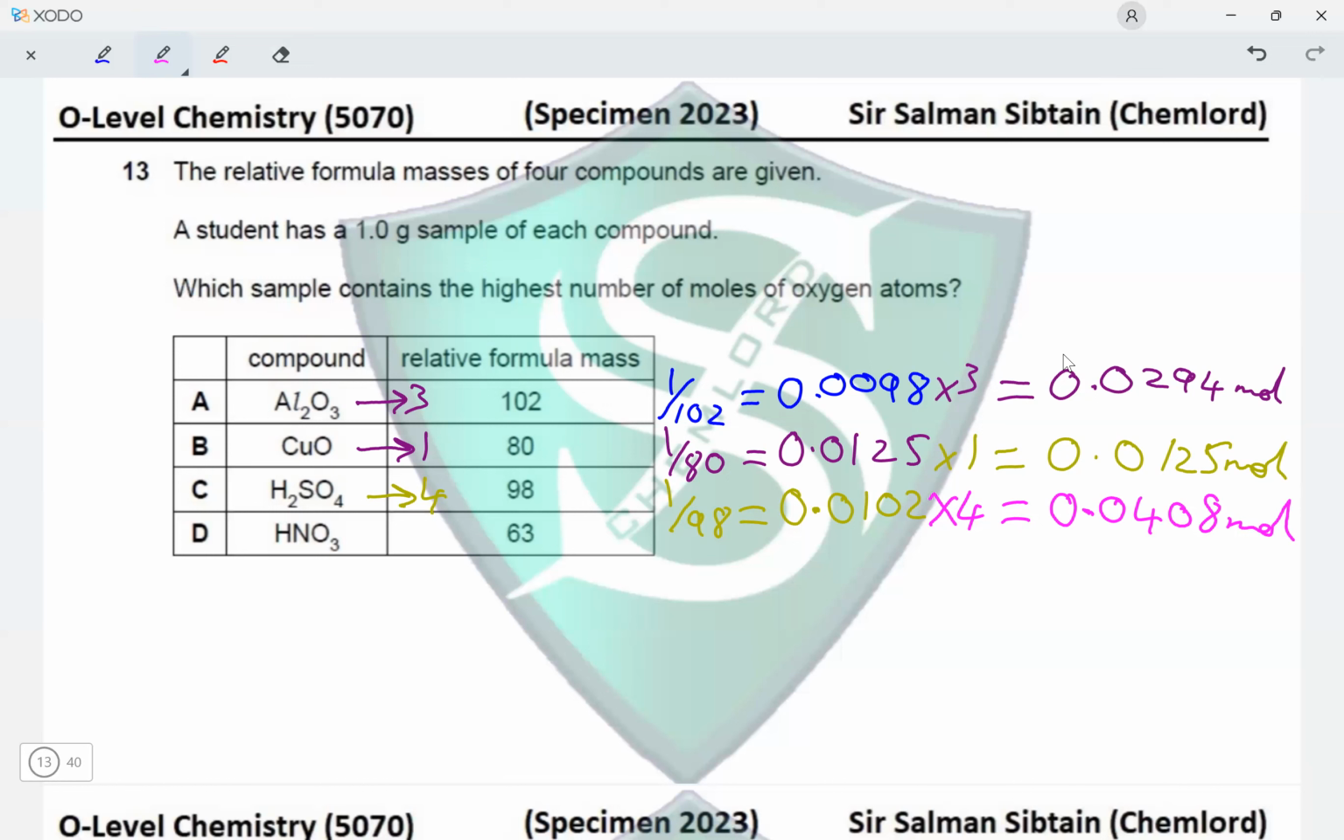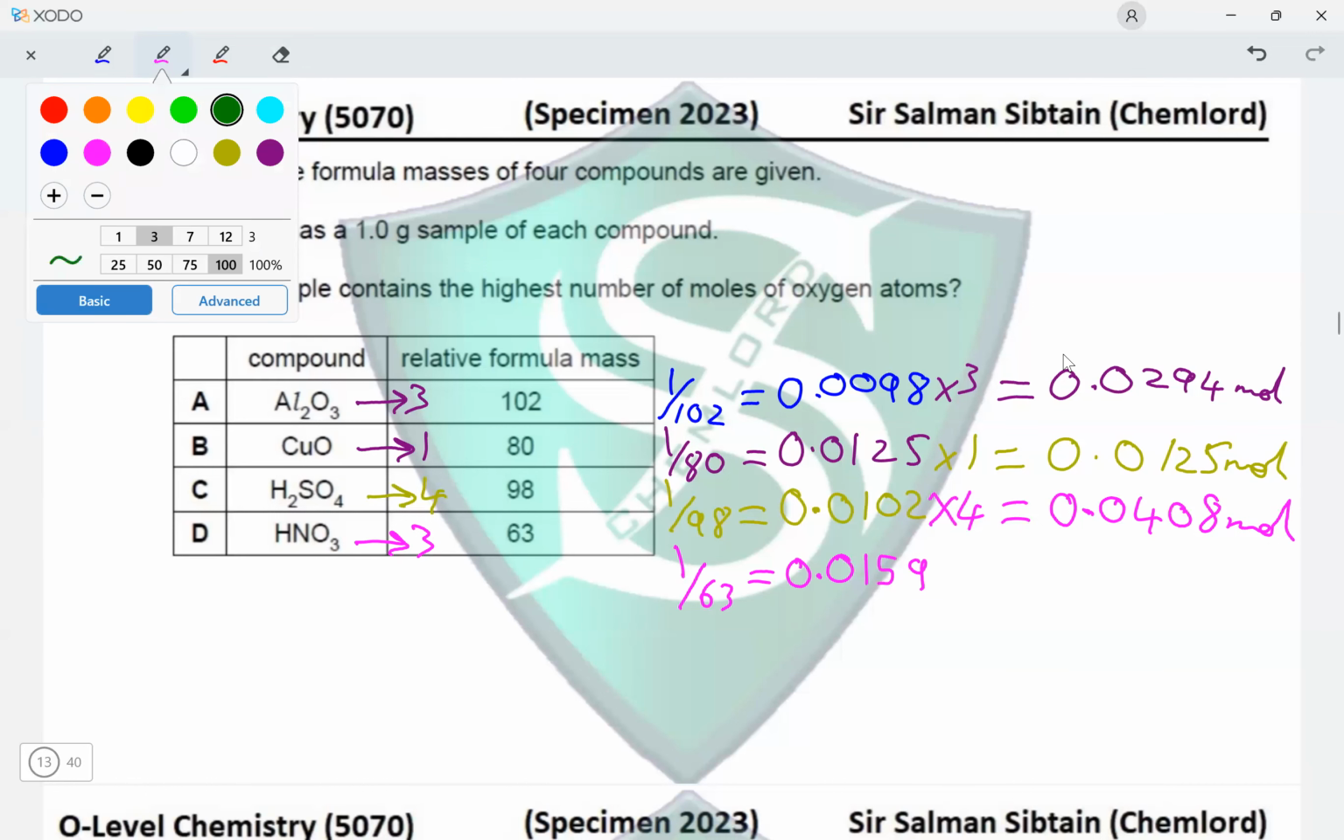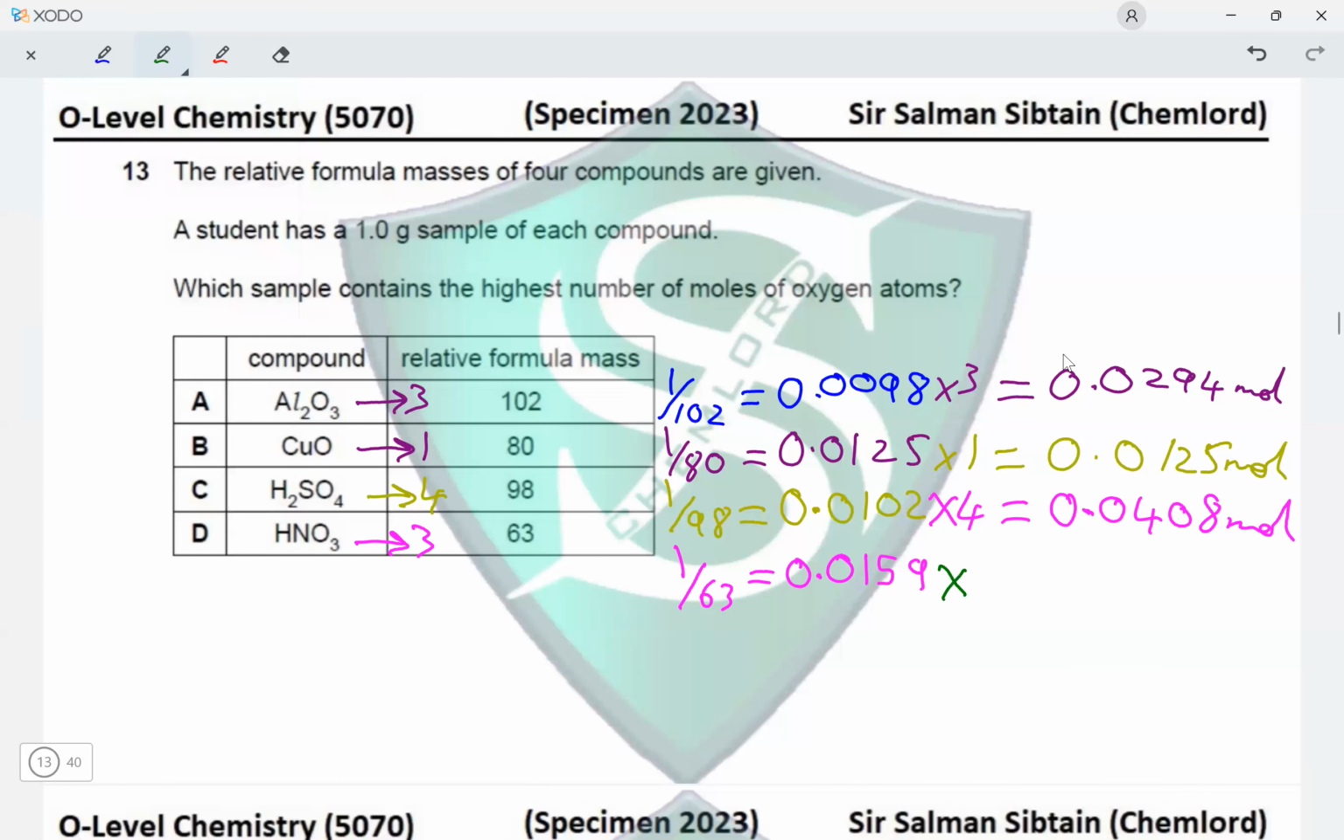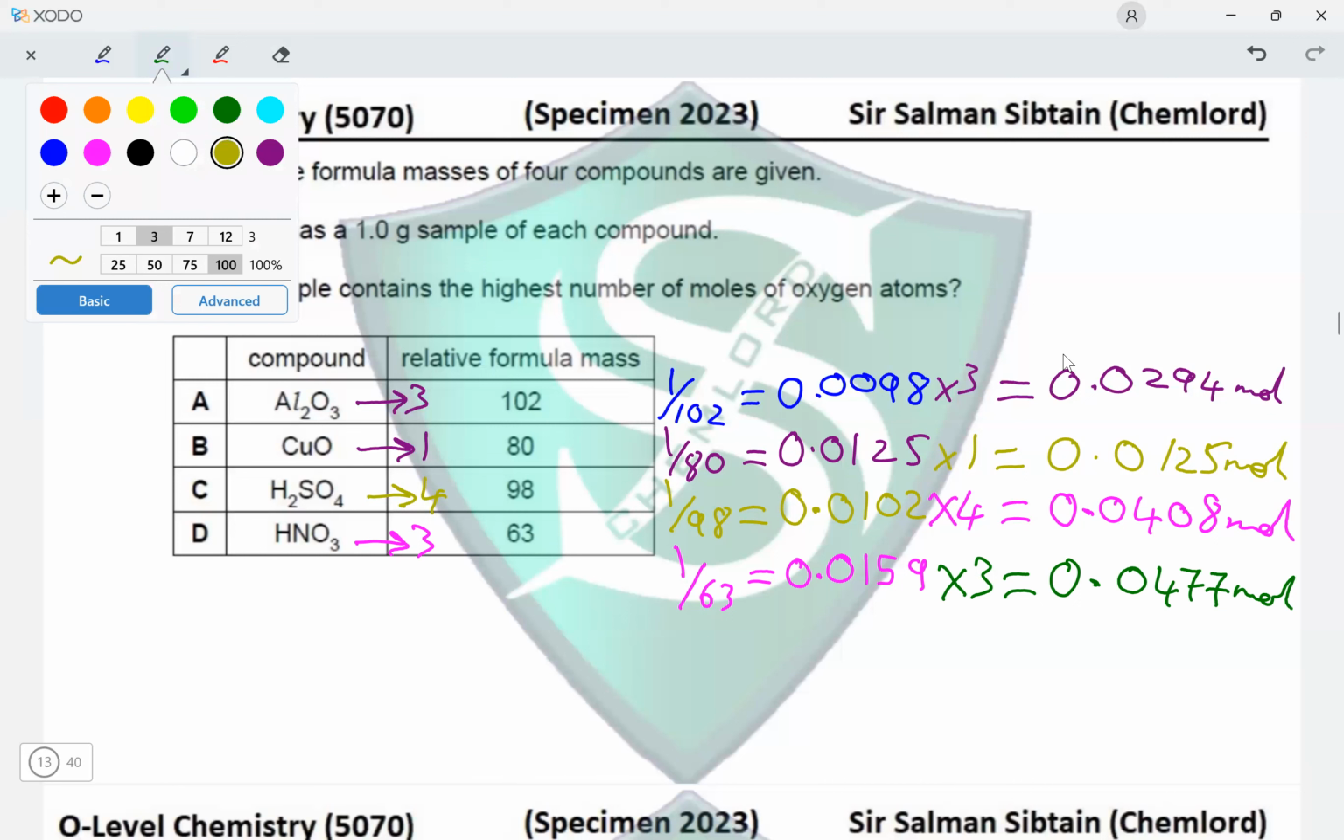In the last option, we have HNO3. HNO3 contains 3 oxygen atoms. So the calculation performed would be 1 divided by 63, which would give us moles of HNO3 as 0.0159. Now what we would do is multiply this value by 3 because there are 3 moles of oxygen present, and when we multiply this value by 3 we end up with 0.0477 moles of oxygen. Now we have got all 4 values present.